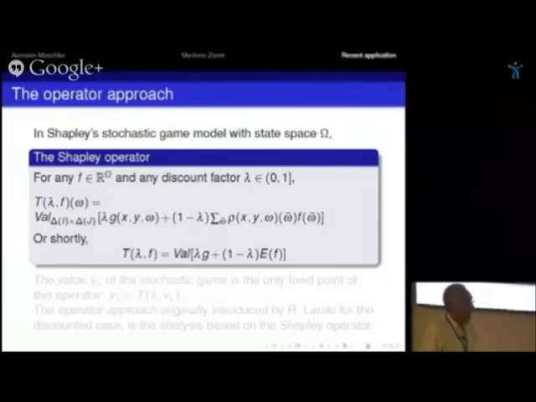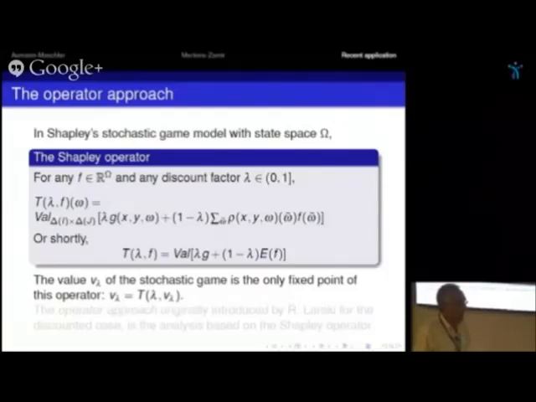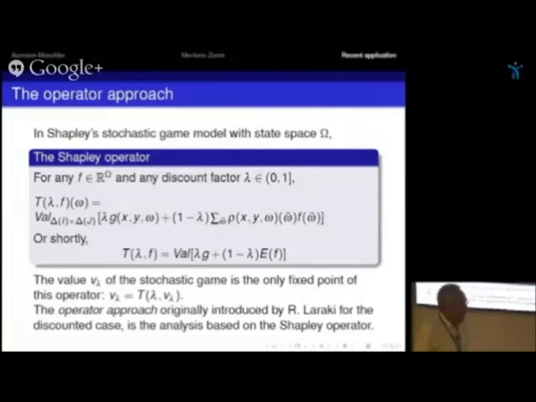Or shortly, we have here an operator, which they call the Shapley operator, that transforms a function f to T of f, but this operator depends on lambda. So this is the recursive formula of the Shapley value. The result of Shapley is that the value V lambda of the stochastic game is the only fixed point of this operator: V lambda equals T lambda of V lambda. This operator was originally introduced by Rida Laraki to study the discounted game based on the Shapley operator.